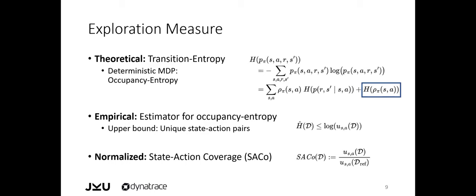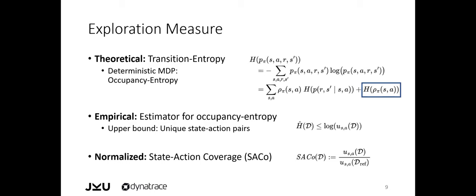We restricted ourselves to deterministic MDPs, which is why the transition entropy simplifies to the occupancy entropy. If I'm in a state and do an action, I always come to the next state, therefore I can drop the dependence on the reward and the next state. Empirically, we could estimate it using an entropy estimator, but the question remains whether having a state action pair more than once in the dataset makes any difference to the learning algorithm, because we could just sample non-uniformly for the same effect, so to say.